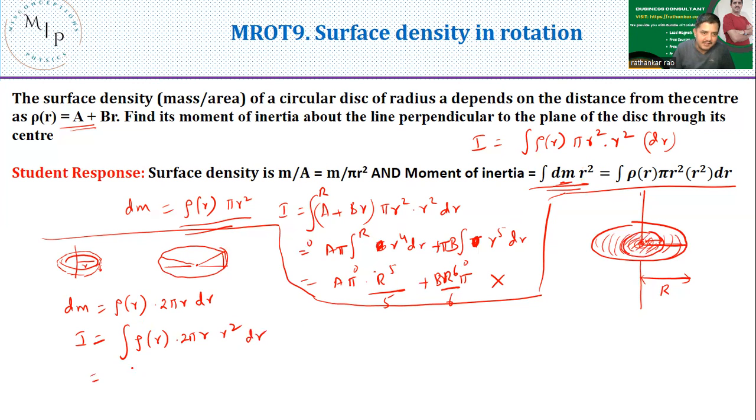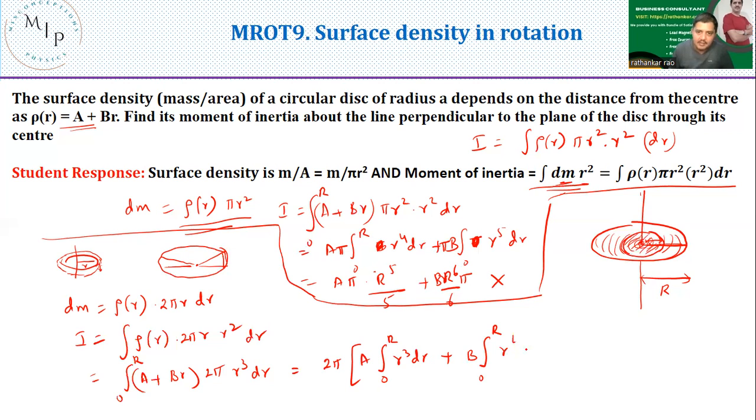Now let us solve this. What is rho of r? Rho of r is nothing but A plus Br, into 2 pi into r cube into dr. Now, when I have an integration, I should have limits 0 to R. So this should now be equal to 2 pi into a into the integral from 0 to R of r cube dr, plus b into the integral from 0 to R. Now you have br here. R into r cube will be r power 4 into dr.